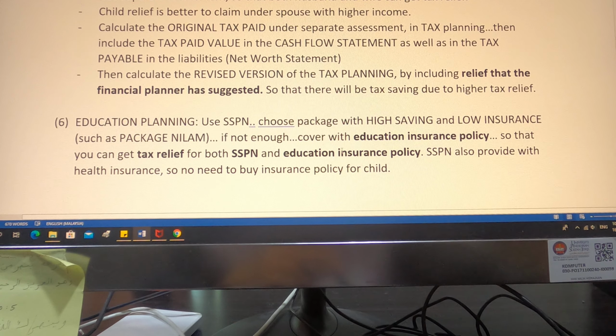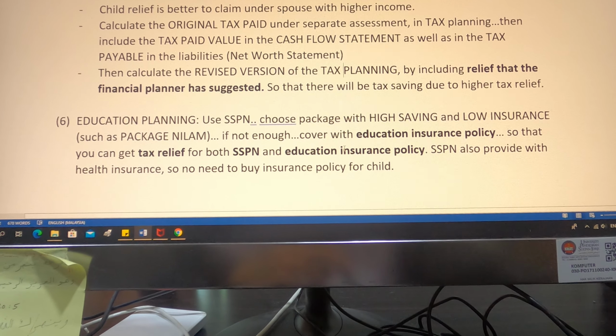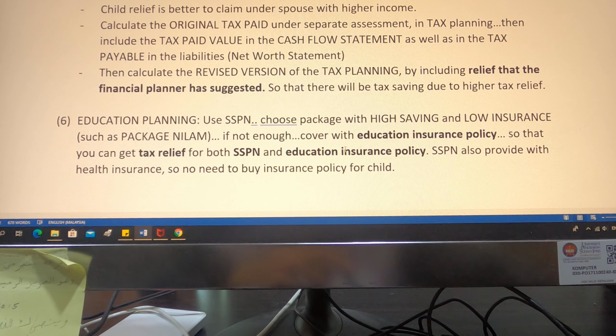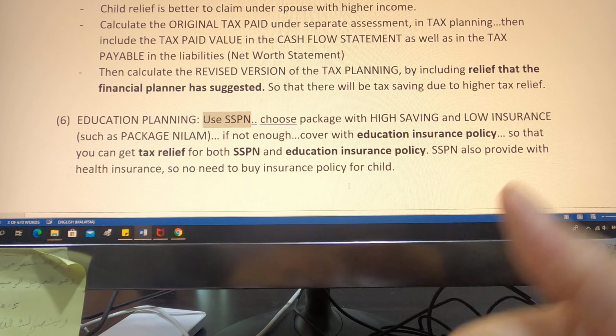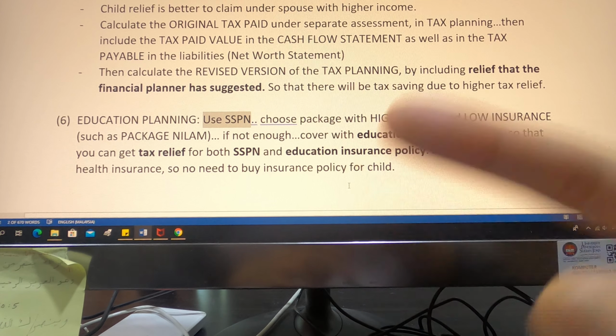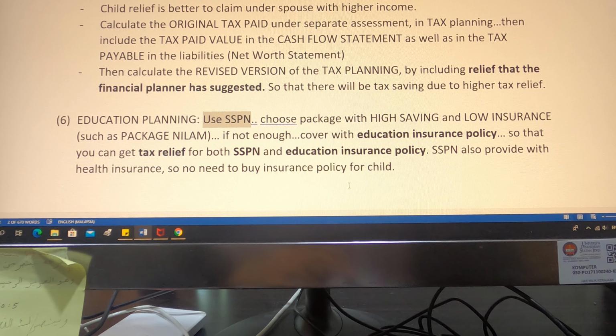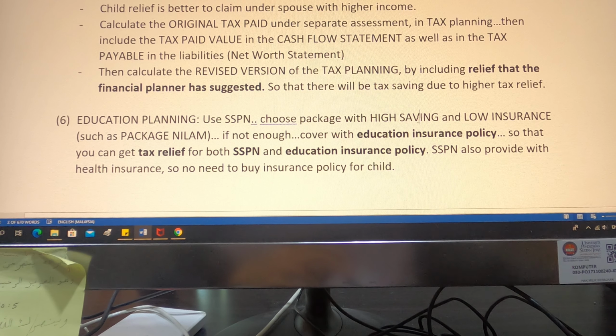Other than that, it's about education planning. This is also something new, because in the past the SSPN would always just offer two packages. Number one is saving, number two is saving plus insurance. But nowadays, I think possibly at the end of 2019 or 2020, they made all the packages have saving plus insurance. So now in SSPN, you don't have a package for saving only. All of the packages have saving and insurance.